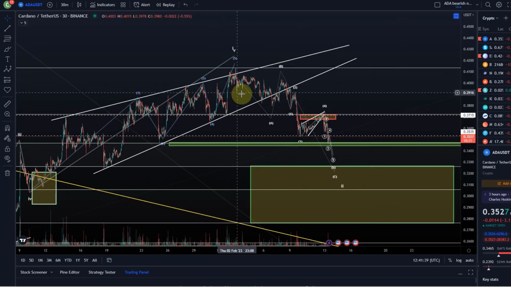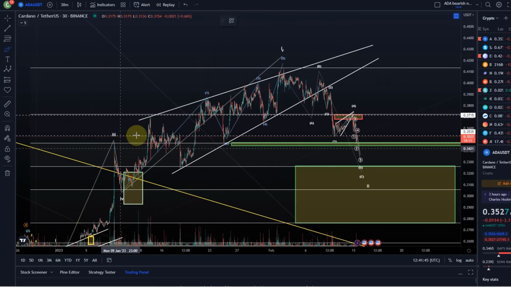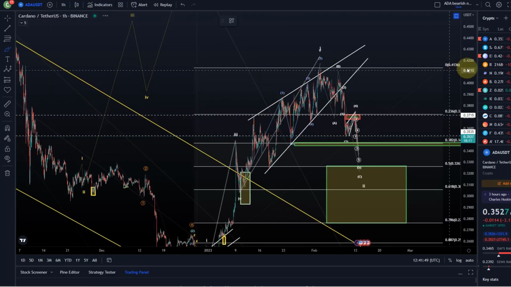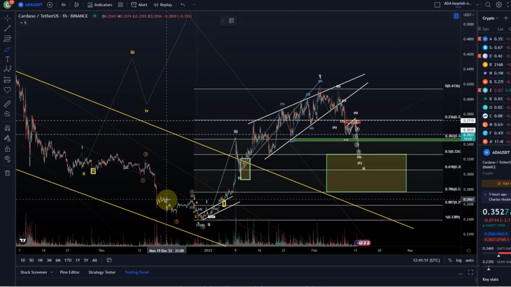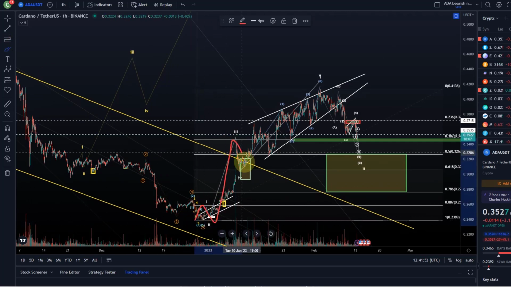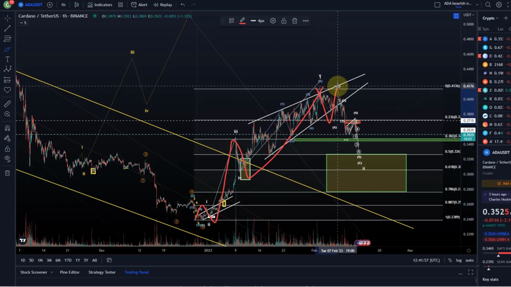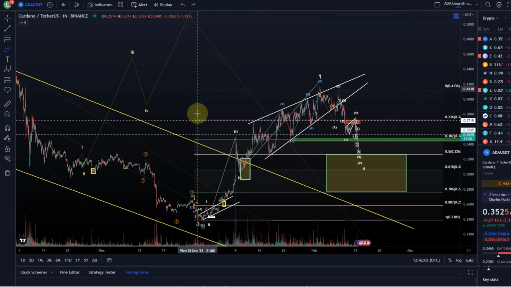And yeah, we are finally coming down here in this wave 2 for ADA as well, in what I believe after this move up, this impulse, yeah, with this ending diagonal as a wave 5. 1, 2, 3, 4, 5. We're now coming down in A, B, C in a wave 2. The question is just, how low does this wave 2 go?